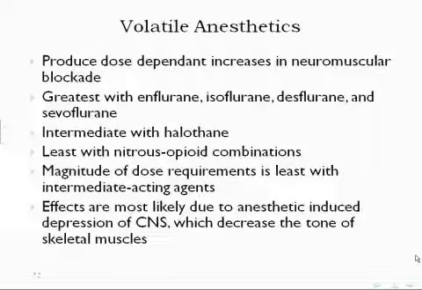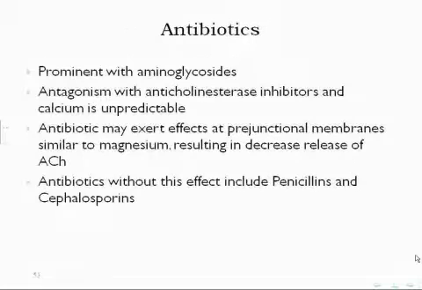Okay? It's really greatest with isoflurane, desflurane, and sevoflurane, and you have intermediate action with halothane, but halothane still has pretty potent effects. It's least with nitrous-opioid combinations because nitrous doesn't really cause any real degree of muscle relaxation. The magnitude of dose requirements is least with the intermediate-acting agents, okay, and the effects are most likely due to anesthetic-induced depression of the central nervous system, which we talked about before.